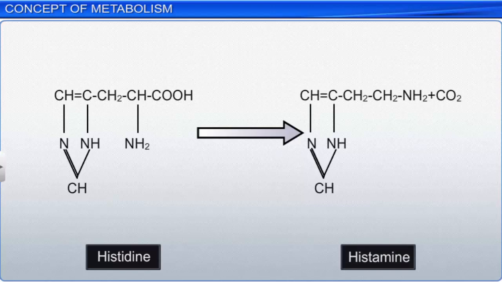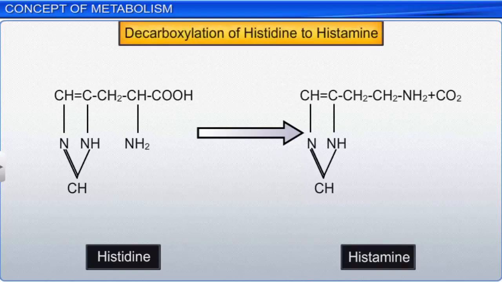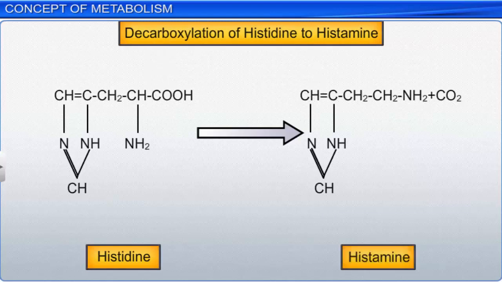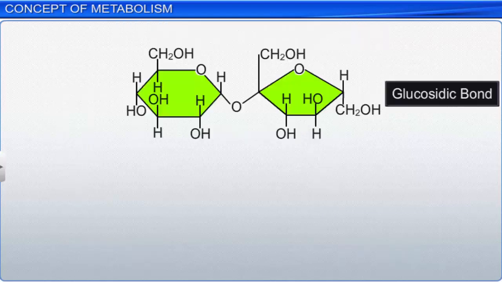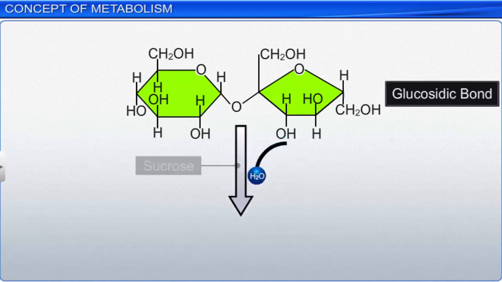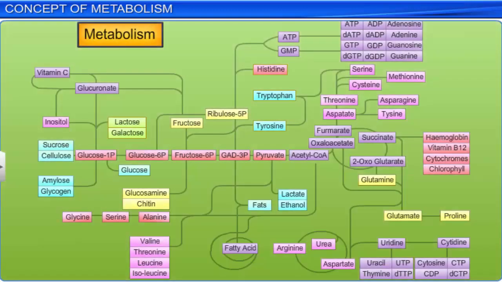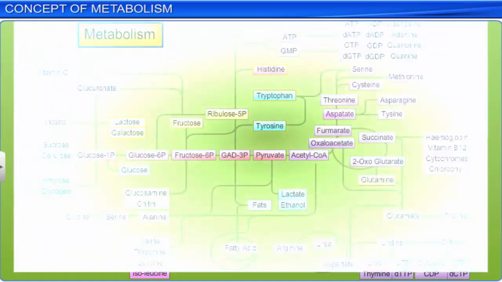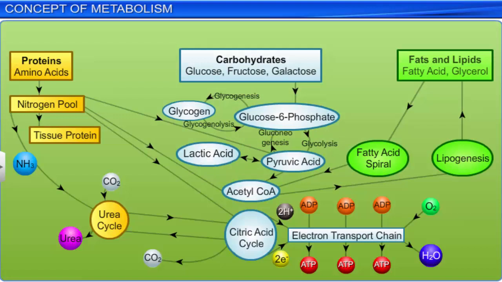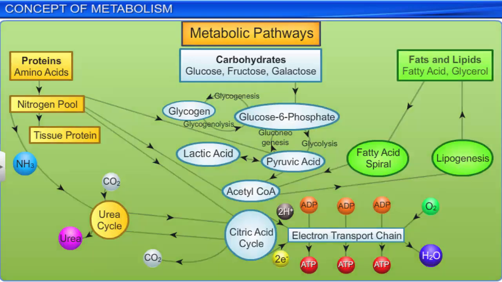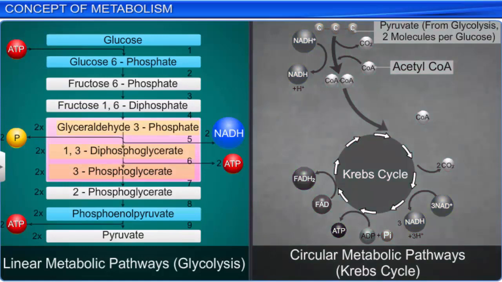For example, the decarboxylation of histidine gives histamine. Similarly, the hydrolysis of a glycosidic bond in sucrose yields glucose and fructose. Most of these reactions do not occur in isolation and are usually linked to other reactions. In fact, the series of linked chemical reactions that transforms biomolecules is called metabolic pathways. These pathways take a specific path and include specific biomolecules. They can be either linear, as in the process of glycolysis, or circular, as in the Krebs cycle.